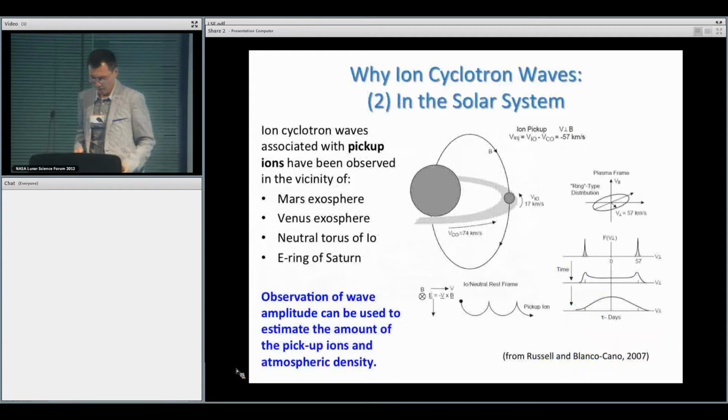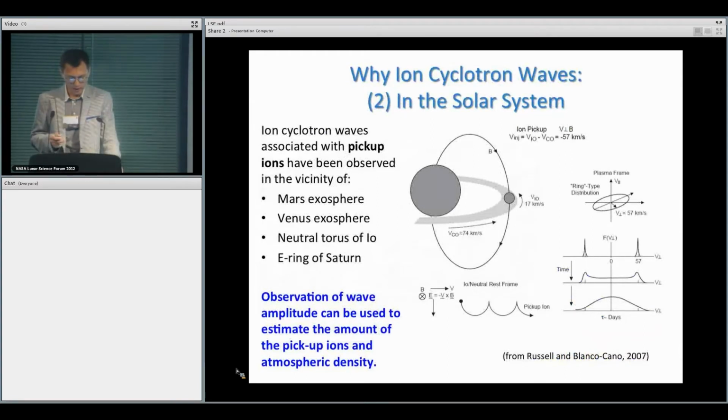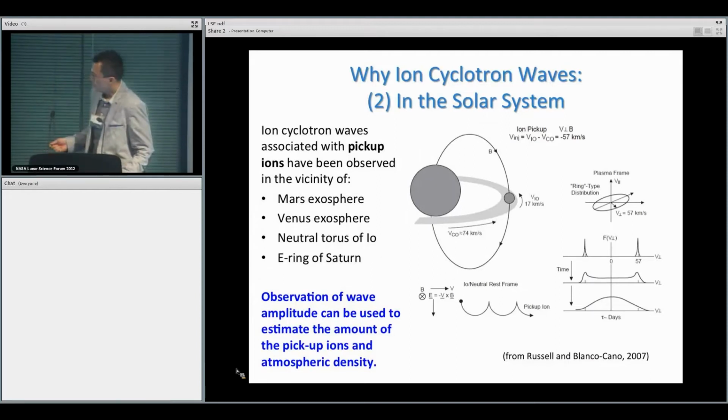Also, another reason is that these waves are actually found around many objects in the solar system. They have been found near Mars, near Venus, near Io, and near or inside the E-ring of Saturn. And in all these places, the waves are associated with the pickup ions.